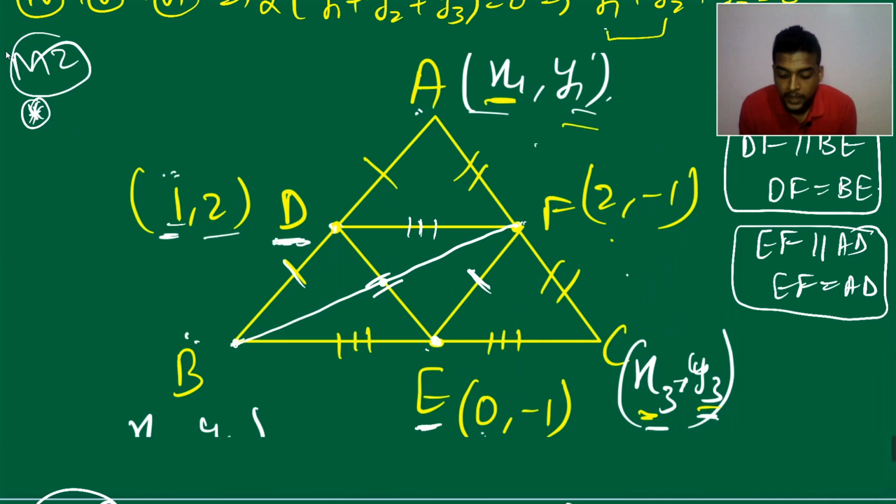So 1 plus 0 by 2. So it is nothing but 1 by 2, comma 2 minus 1 upon 2. Again it's 1 by 2. Any problem? No.